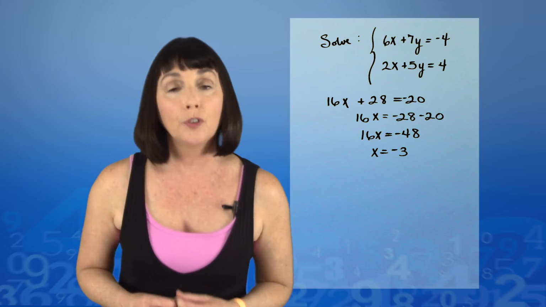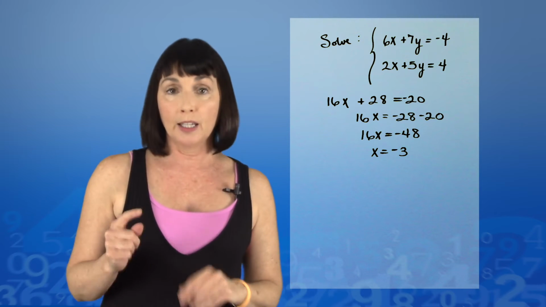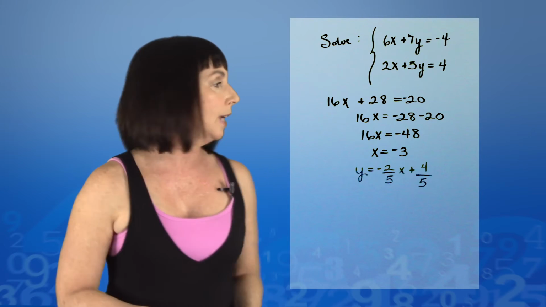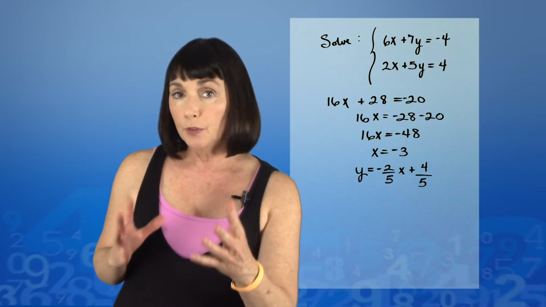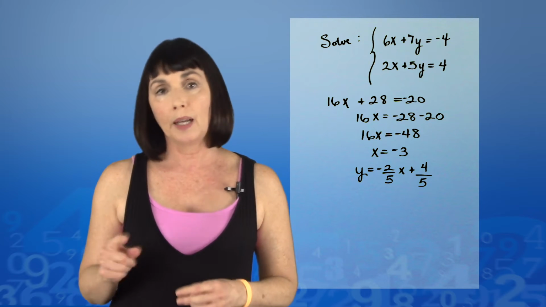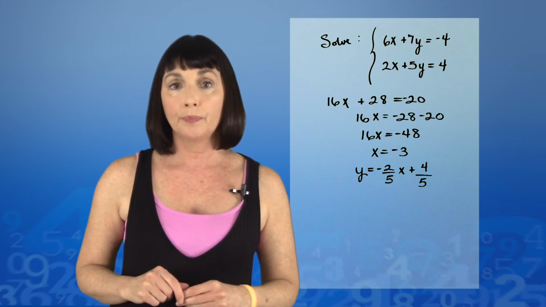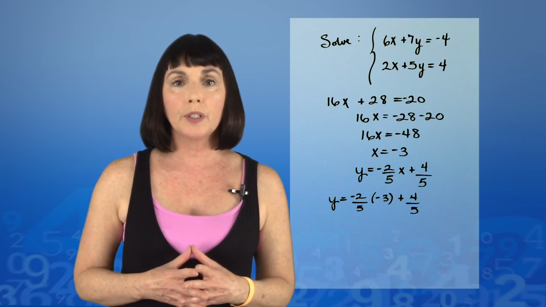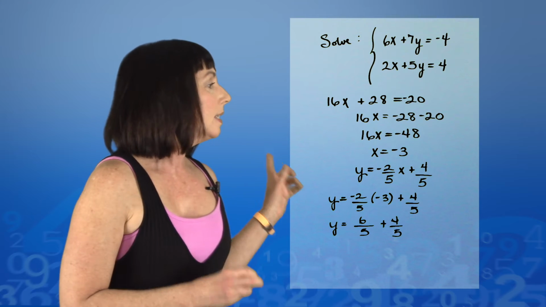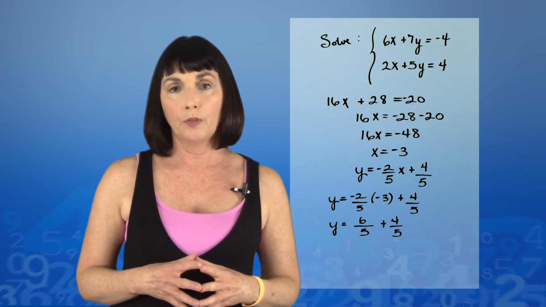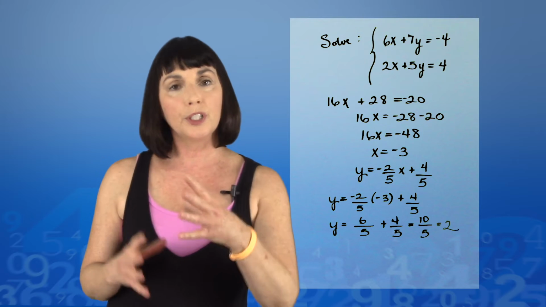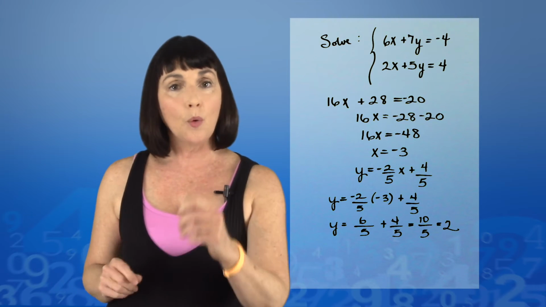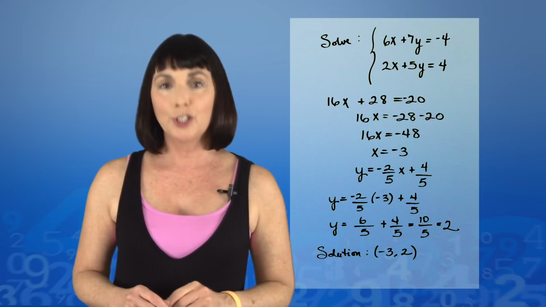Okay, now I have a value for x, so I can go back to my expression for y, plug that in, and solve for y. We found that y = -2/5 x + 4/5, and I'm going to plug in -3 for x. So I get -2/5 times -3 plus 4/5. That's equal to 6/5 + 4/5, that's 10/5, which is equal to 2. So the solution to this system of equations is the ordered pair (-3, 2).